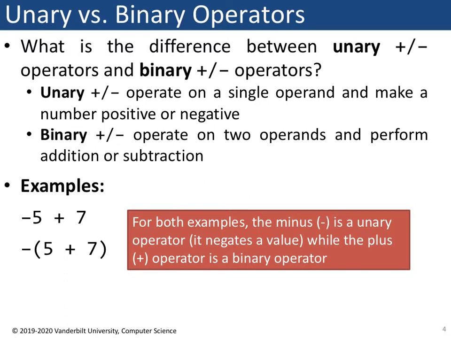In the bottom example, we have parentheses, which changes the precedence and performs the addition using the binary plus operator and results in a 12, which then has a unary minus acting on the result of the addition, 12, and that results in a negative 12. So in both examples, the minus is a unary operator, which negates a value, and the plus is a binary operator.